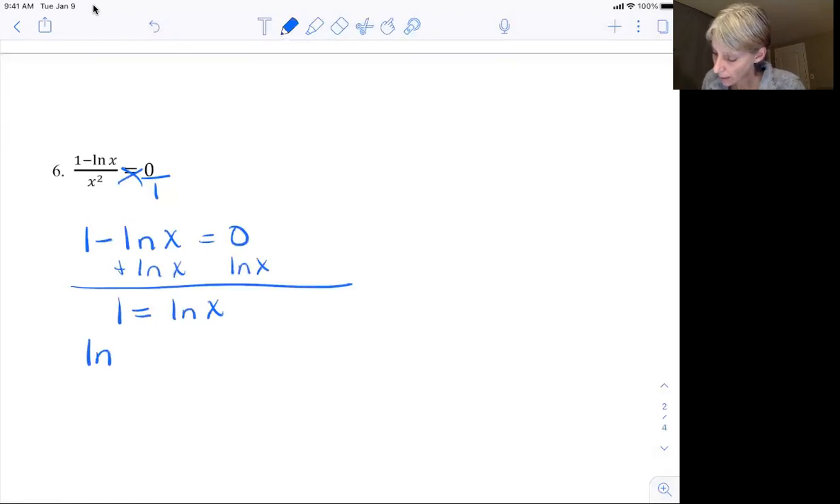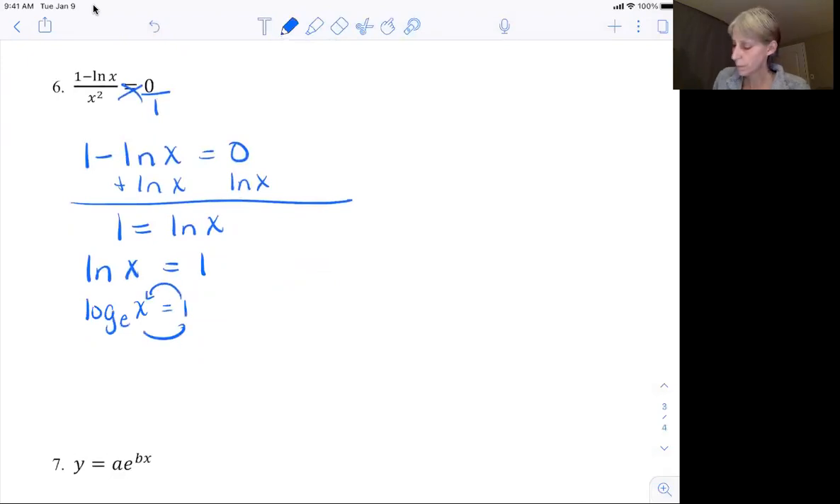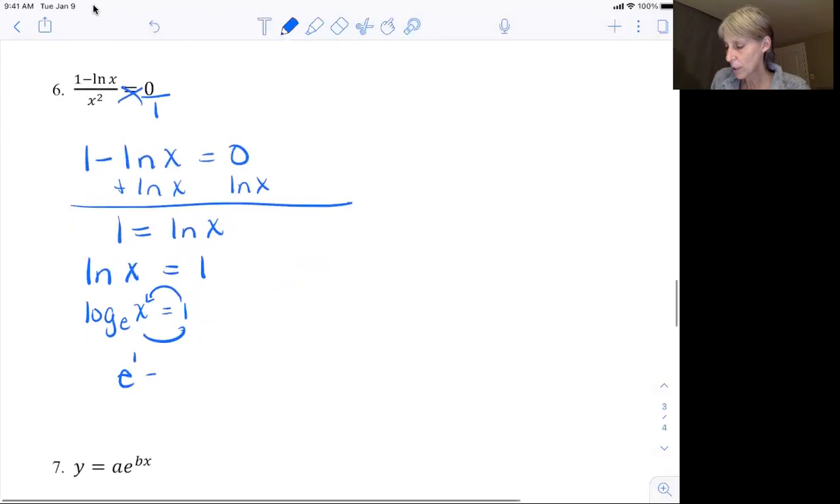And since I can't stand to look at things in that form, I'm going to rewrite it. This still looks scary. But remember, whenever you have a simple expression like this, you can rewrite it in exponential form. e to the first power equals x. That's our little trick that we can do. So x is e, right? Our solution is really e, which is approximately 2.718.